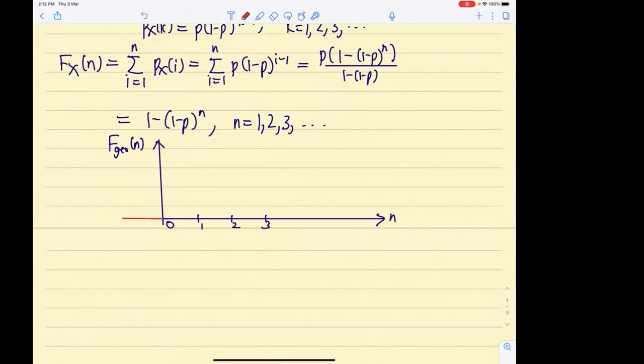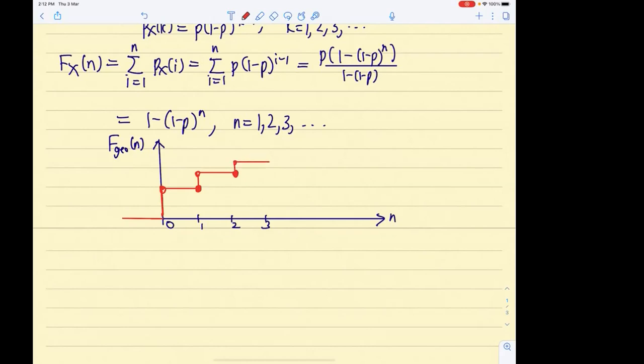Then we jump. All right, how much do we jump? We jump a lot. Say p is equal to half, then we jump by half. This is supposed to be empty. Then we go here. This is full. And then we jump by a quarter. And then we go here, and then this is full. We jump by a third, and so on and so forth.